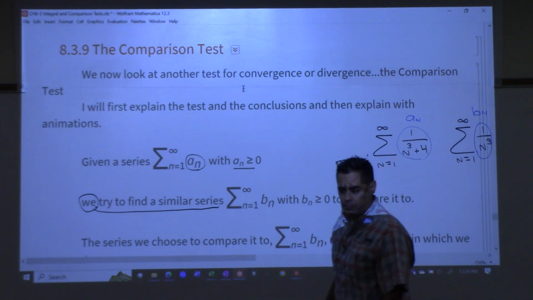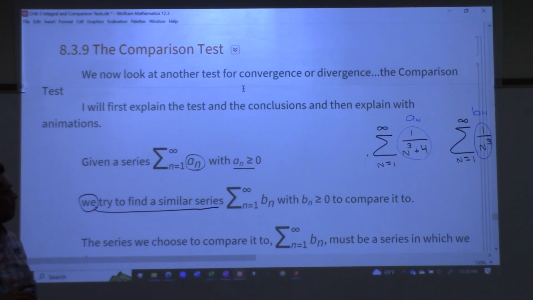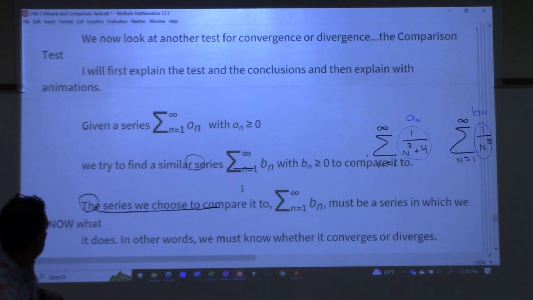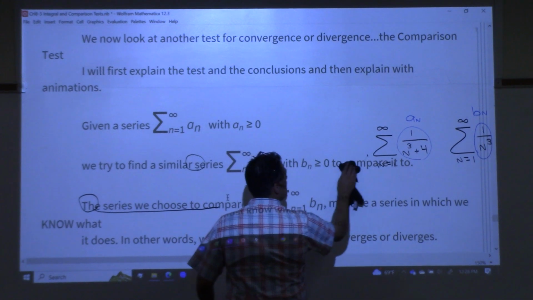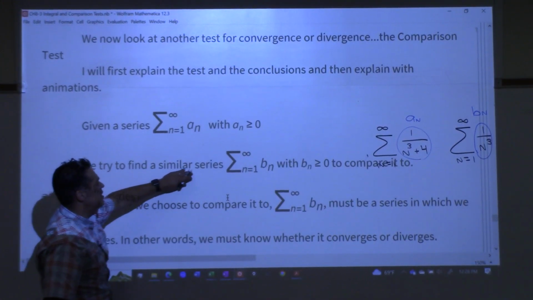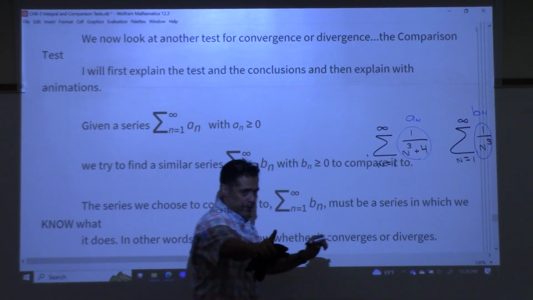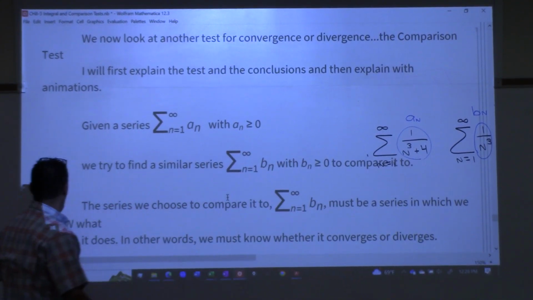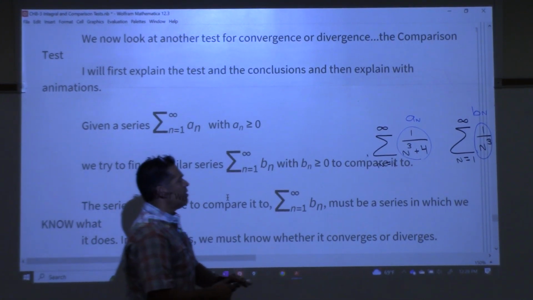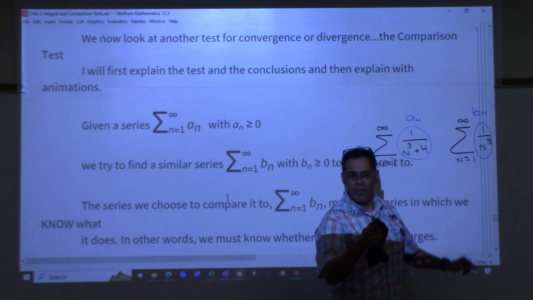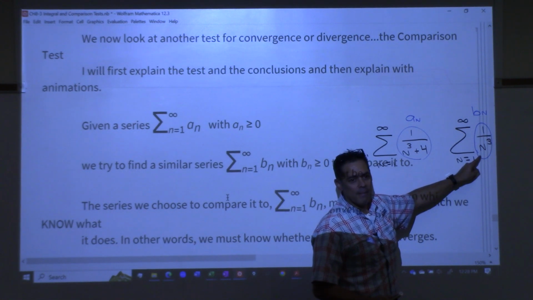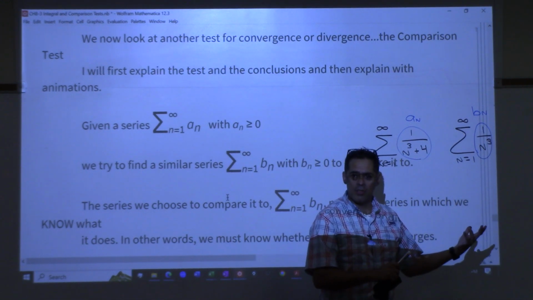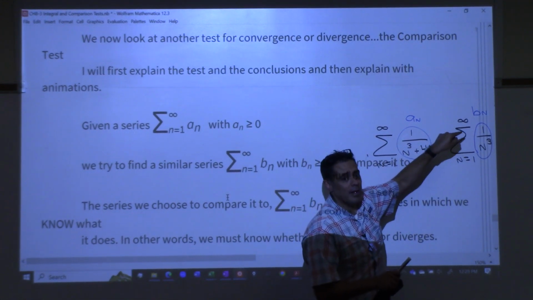I have a quick question. If we had decided to do n to the 3 plus 5, would that have worked, or is that too similar? Hold on, let me keep reading. We want to choose a series to compare it to, which we've done, right? The series we choose to compare it to must be a series in which we know what it does. So you said, could we do n to the third plus 5? Do you know what that series does? You don't. Do you know what this series does? Yes, because we have the p series. It's a p series with p being 3. p equals 3 is greater than 1, so it's going to converge. So the thing you compare it to had better be something that you know what it does. Understand?